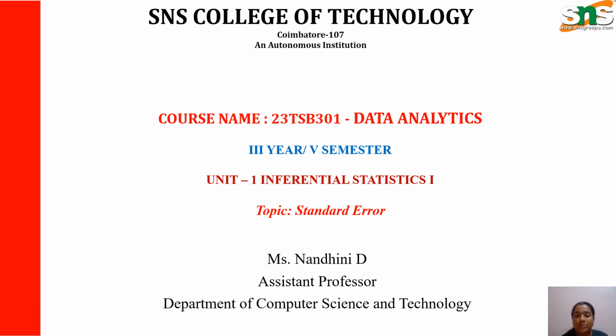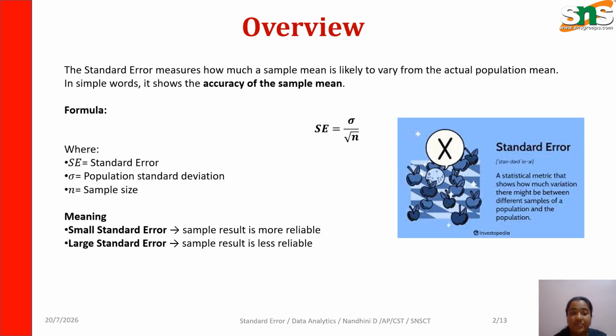So, first of all, we are going to define the standard error. The standard error is a statistical measure that indicates how much the sample mean is expected to vary from the true population mean. It helps determine the reliability and accuracy of survey results collected during the design thinking process.